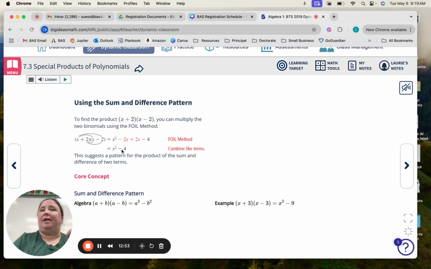So this is a pattern that you will see in polynomials, binomials, that you can recognize, and then you don't have to do the FOIL. You just go, oh, that's the sum and difference pattern. So you can see here, this is what I want you to write. Sum and difference pattern is this.